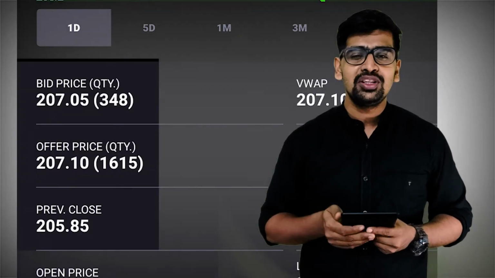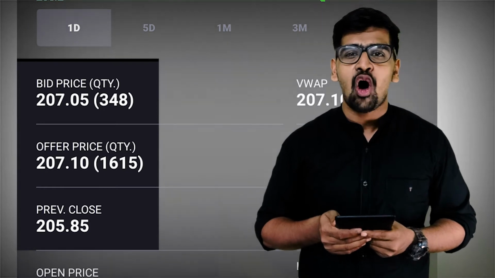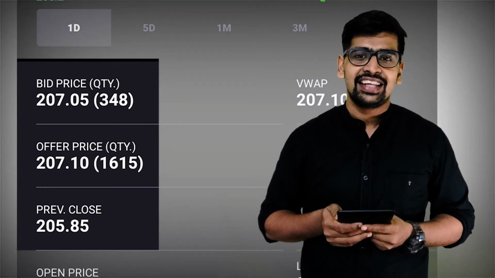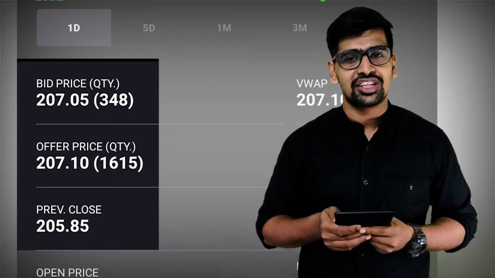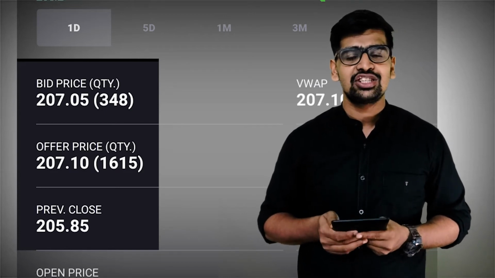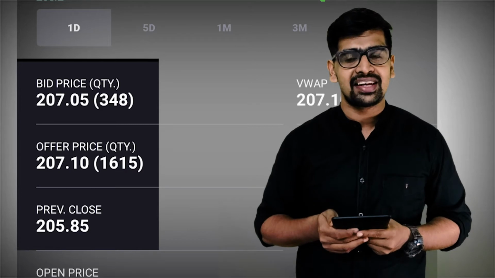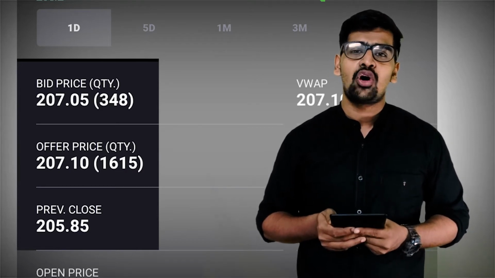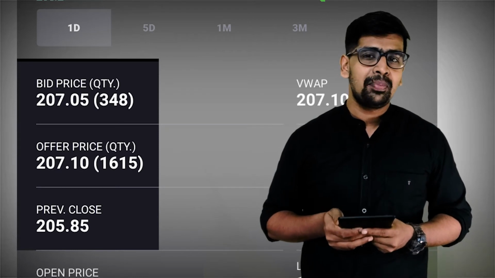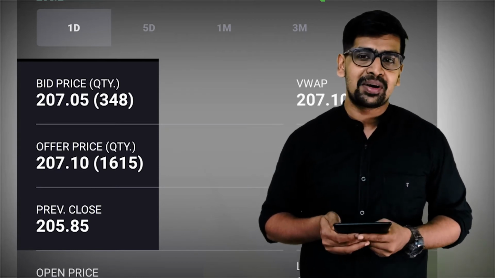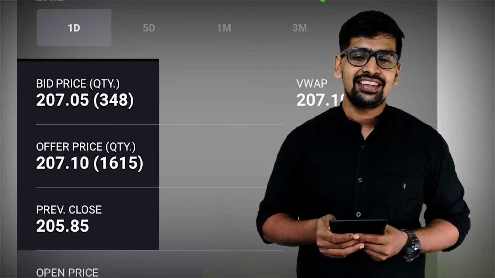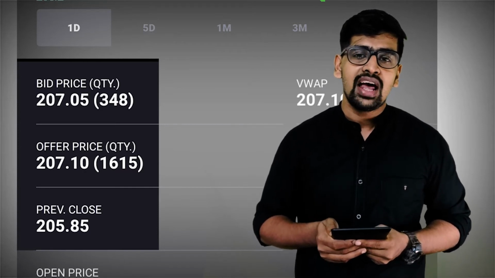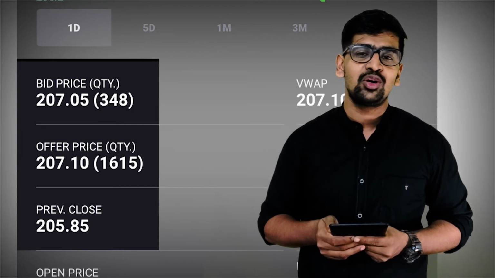Now, just below this bid price, there is something called the offer price. Offer price is the lowest price that the sellers are asking for the stock. In this case, it is 207 rupees 10 paise. You can see that in this case of ITC, the ask price or the offer price is 5 paise more than the bid price. Also, you can see that there are 1615 shares that are available for offer at a price of 207 rupees 10 paise.